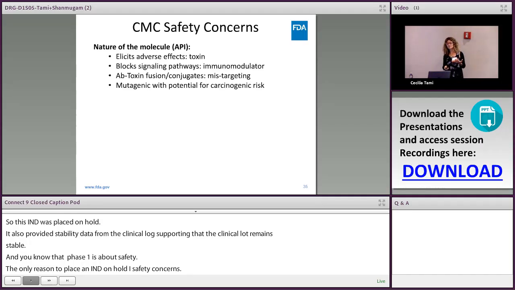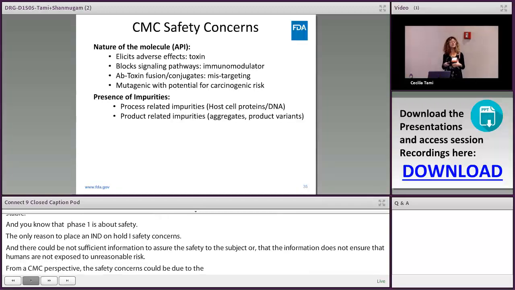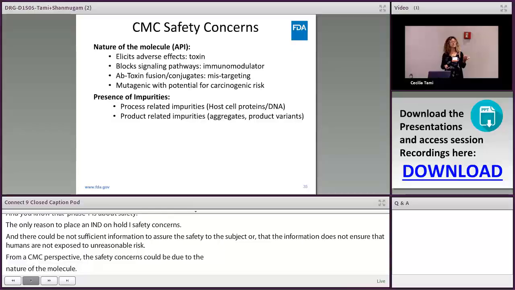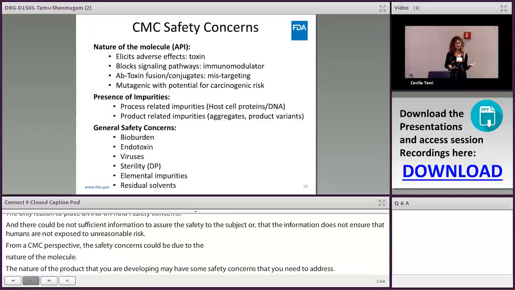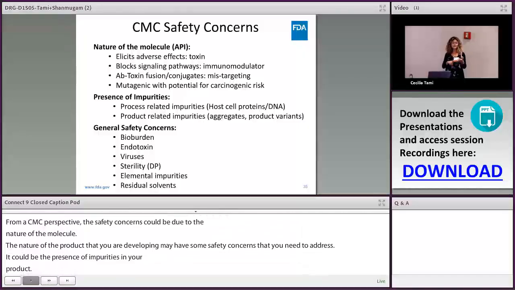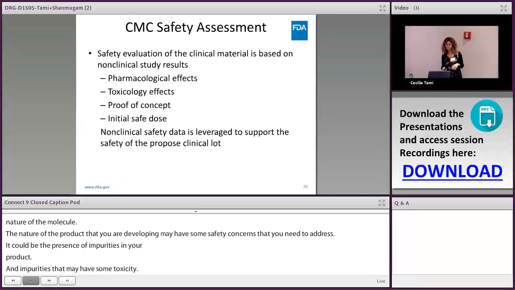the safety concerns could be due to the nature of the molecule. You may have a toxin, you may have something that is carcinogenic. So the nature of the product that you are developing may in itself have some safety concern that you need to address. A safety concern could be the presence of impurities in your product, process-related or product-related impurities that may pose a safety concern, immunogenicity, or maybe some toxicity. And then there are general safety concerns regarding bioburden or endotoxin, the potential presence of viruses. If you don't provide sufficient assurance of sterility, in the case of drug product, or residual solvents at levels that are unacceptable.